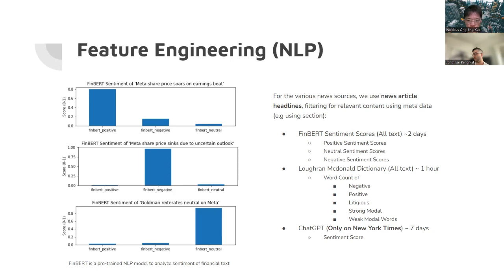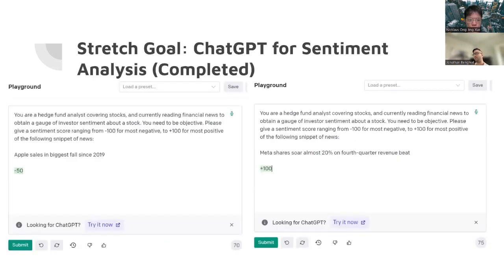We also use the Loughran-McDonald dictionary. This is a financial dictionary that many industry practitioners actually use. There's a word count of negative, positive, litigious, strong modal, and weak modal words. And lastly, we also use ChatGPT only on the New York Times, which will take us 7 days in total. So this was really our stretch goal using ChatGPT.